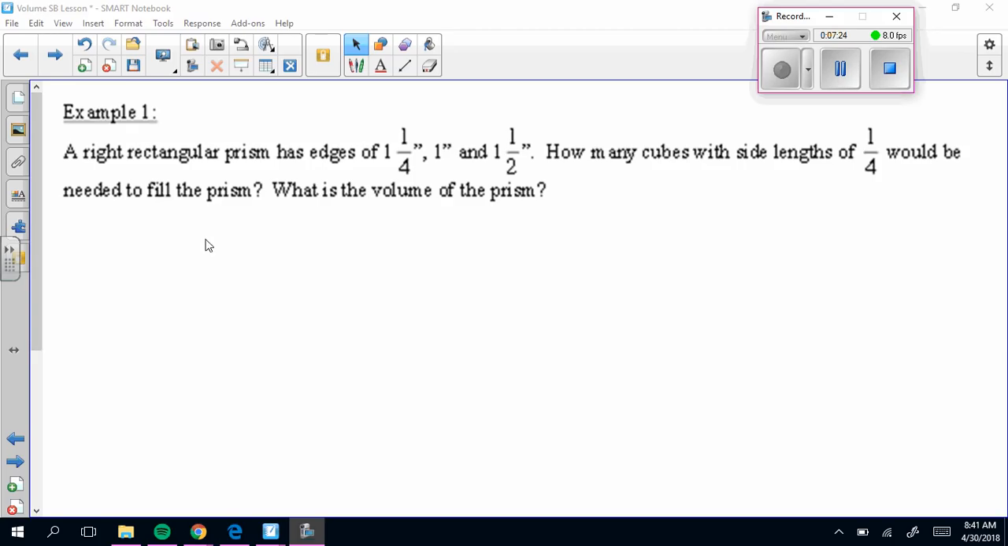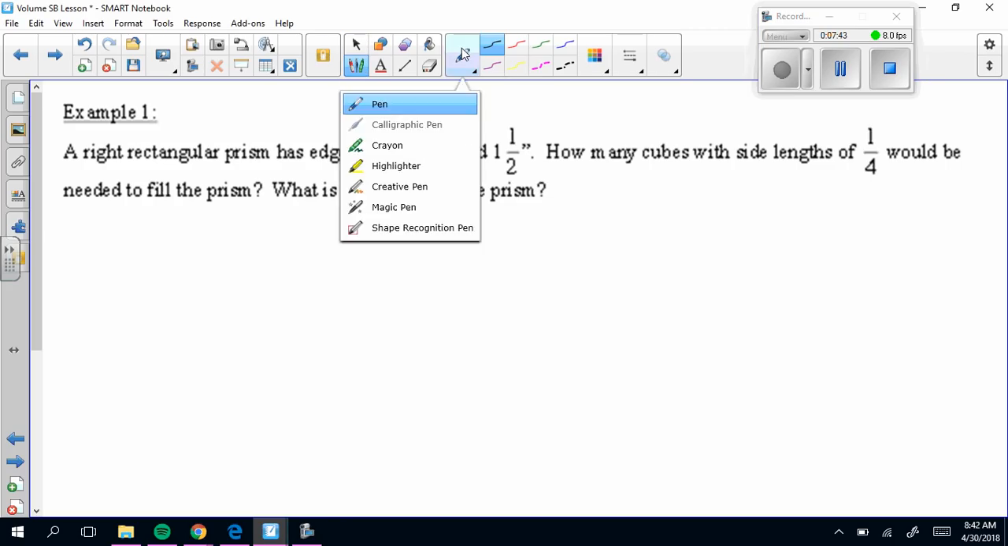Now let's read this problem together. A right rectangular prism has edges of 1 1/4, 1, and 1 1/2. How many cubes with side lengths of 1/4 would be needed to fill the prism? What is the volume of the prism? Now, first and foremost, we want to identify what we know.